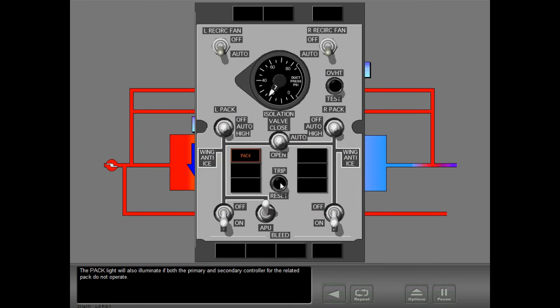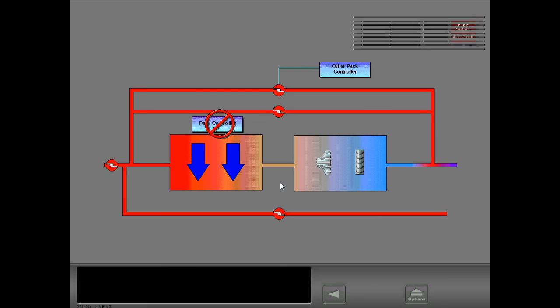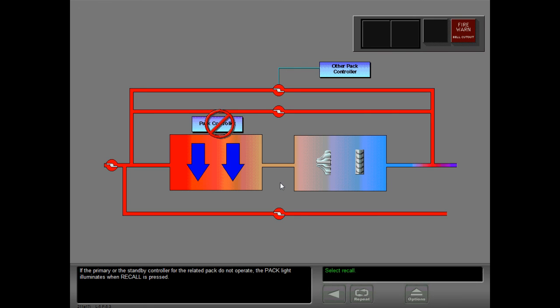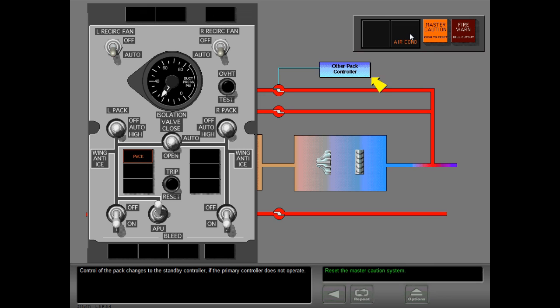The pack light will also illuminate if both the primary and secondary controller for the related pack do not operate. In this case, all control of the pack is lost and the system will not reset. If the primary or standby controller for the related pack do not operate, the pack light illuminates when recall is pressed. Control of the pack changes to the standby controller if the primary controller does not operate.